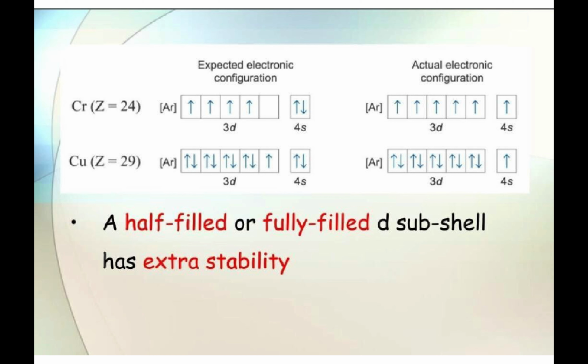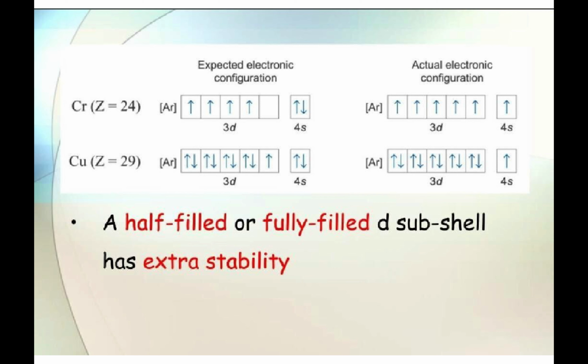Now first we can see here in this diagram, we are comparing the configuration of chromium with atomic number 24, Z is equal to 24, and for copper Z is equal to 29. Just look at the two types of configuration shown here.